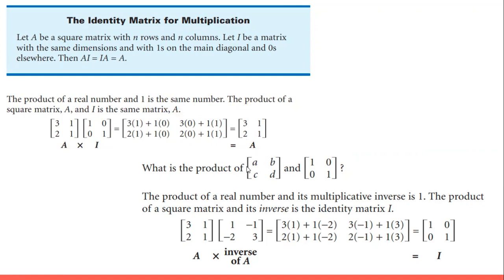So what is the product of A, B, C, D, and 1, 0, 0, 1? The product of a real number and its multiplicative inverse is 1. The product of a square matrix and its inverse is the identity matrix I. So you can see that when you multiply A by the inverse of A, you result in the identity matrix I.